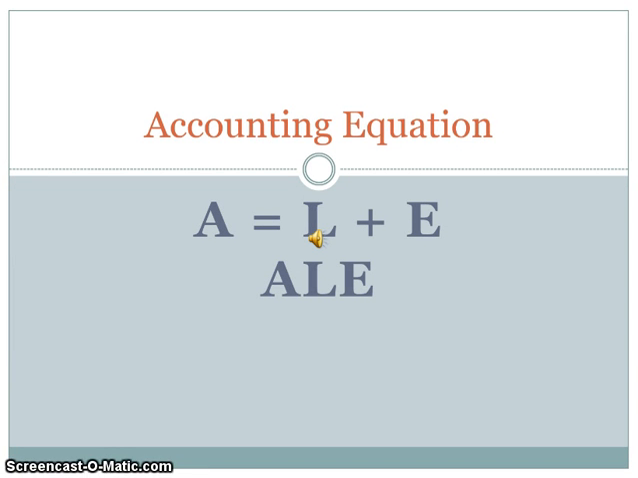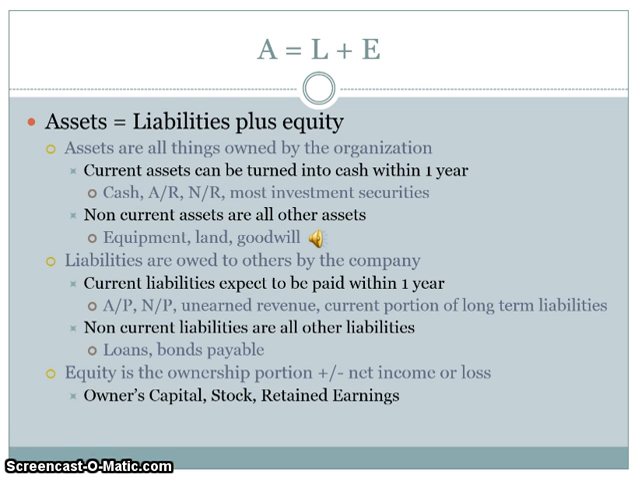As you can see by our introductory slide, the accounting equation, assets equals liabilities plus equity, spells the word ALE, and that's pretty easy for most undergraduate students to remember. Assets equals liability plus equity. Assets are all things that are owned by the entity.